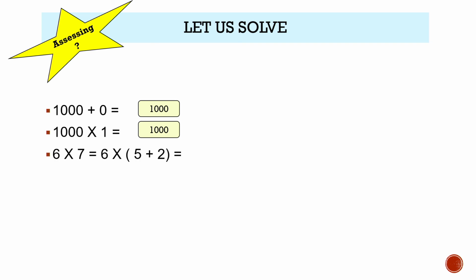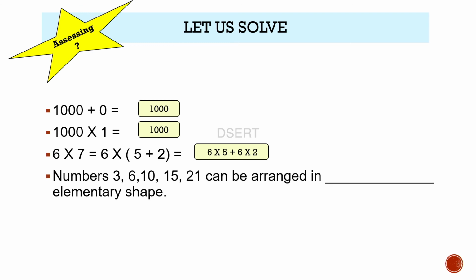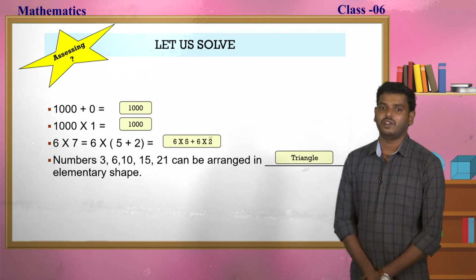Third question, 6 into 7 is equal to 6 into 5 plus 2. How can we distribute? By using the distributive property, we can distribute like this. See, children, 6 into 5 plus 6 into 2. Next question, numbers 3, 6, 10, 15, 21 can be arranged in which elementary shape? 3, 6, 10, children. 3 in the sense, obviously we can go for triangular shape. Is it correct? Yes, the answer is triangle itself. I hope you have understood, children.